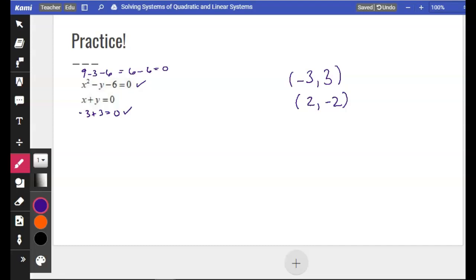And we could apply the same practice with this other point and test it, and we could find out that it works. But that's the idea, and that's as tough as this gets. Can you put the equations into Desmos correctly? Can you identify the point or points where these graphs intersect?